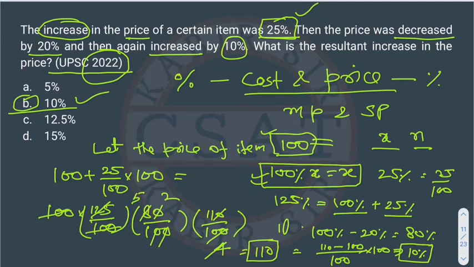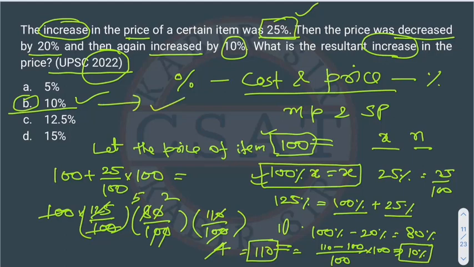So the final resultant change is an increase, because the price got increased. The initial price was 100, but the final price is 110. So it got increased, and by how much percentage? 10%. So this is the right answer.